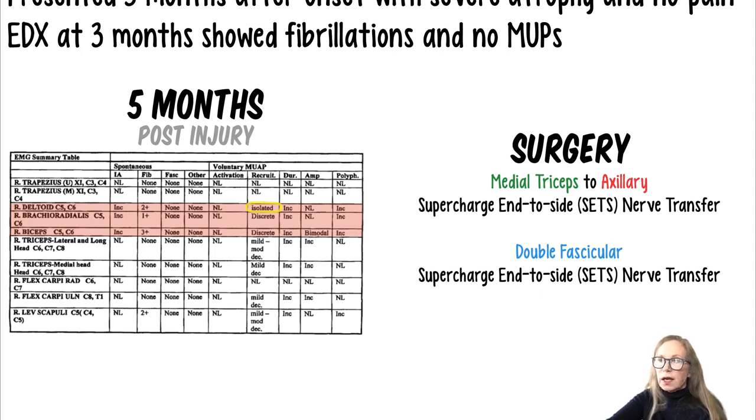And if you don't do the end-to-side transfers, then the appropriate thing would be to wait and hope that in that variable axonotmetic 3rd-degree injury, they would be okay. But when you do have the SETS procedure, then that gives you the opportunity to bank towards the opportunity to get them up on that plateau.